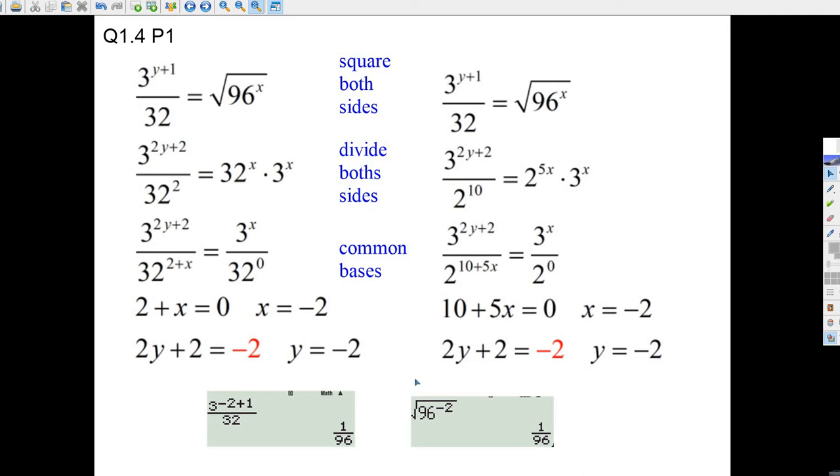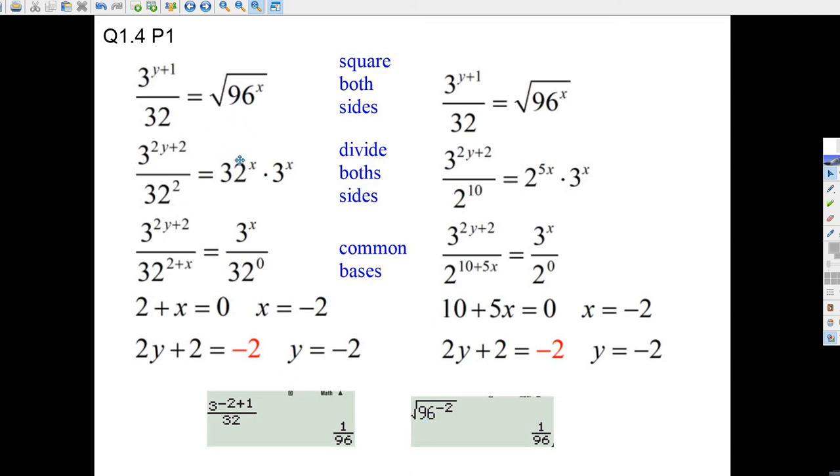It's such a weird question that I actually put it in my calculator to check if I had the right answer. When you square a square root, you should check, because you can end up with extraneous solutions. So it's good to check. I put in 3 to the minus 2 plus 1 over 32 and got 1 over 96. And the square root of 96 to the minus 2, I got 1 over 96. Well, that makes sense. I didn't need a calculator for that.